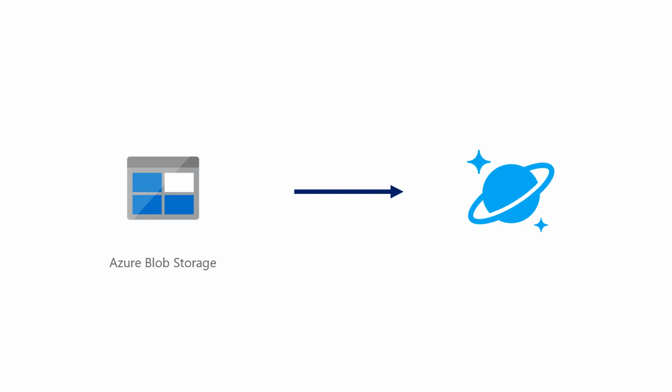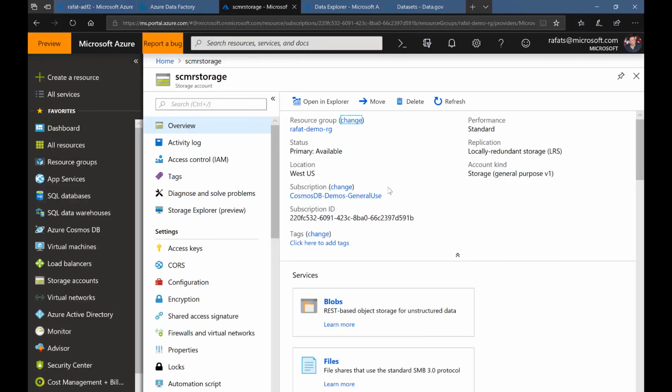This screencast is about migrating data from Azure Blob storage into Cosmos DB. So the first thing, let's take a look at the data inside the Blob storage. So this is my Blob storage account, and here I kept some data in the blobs.